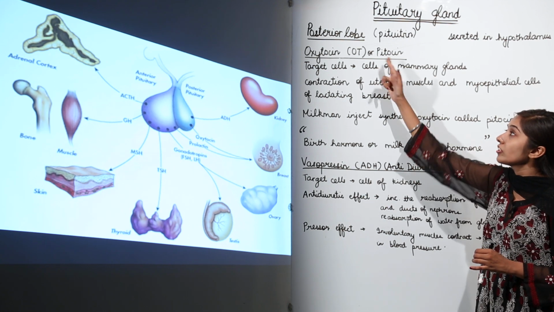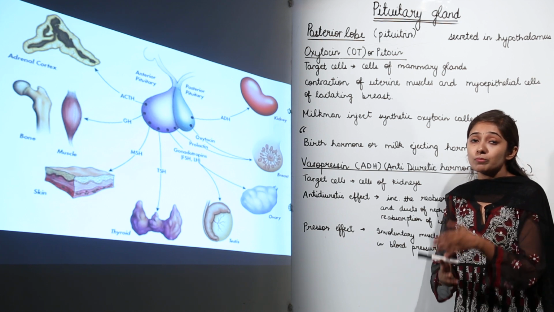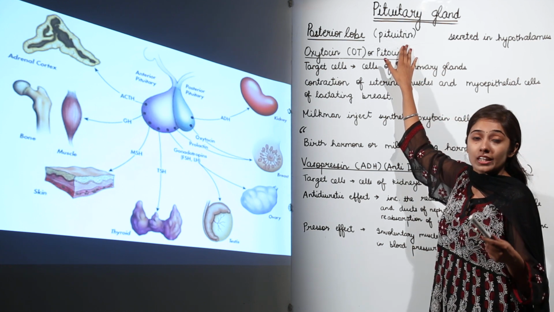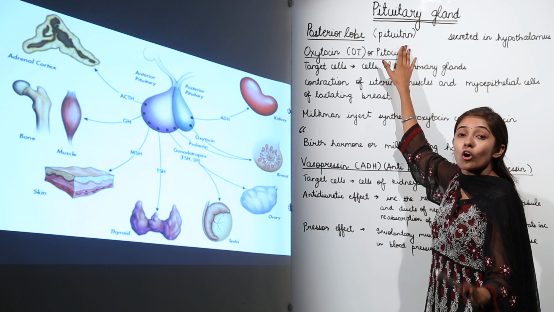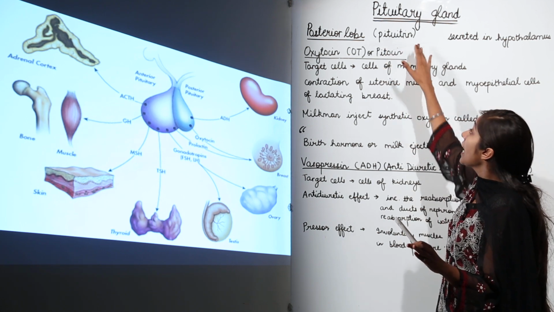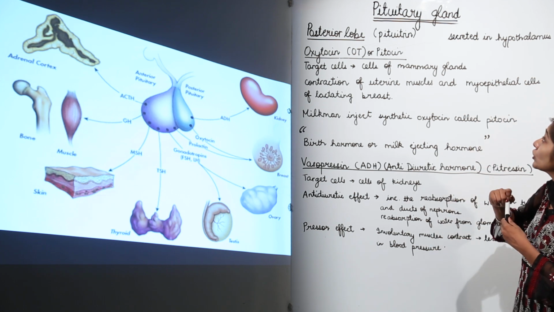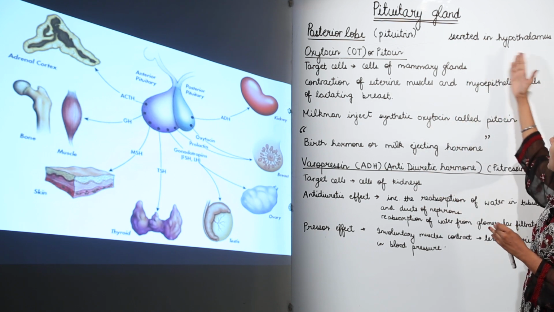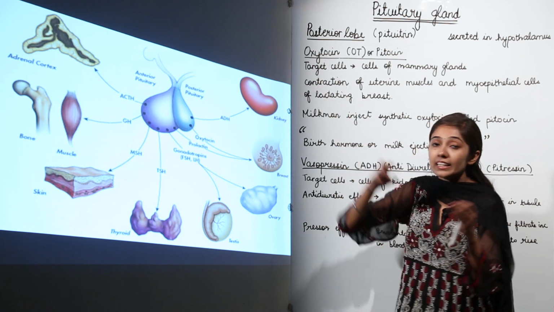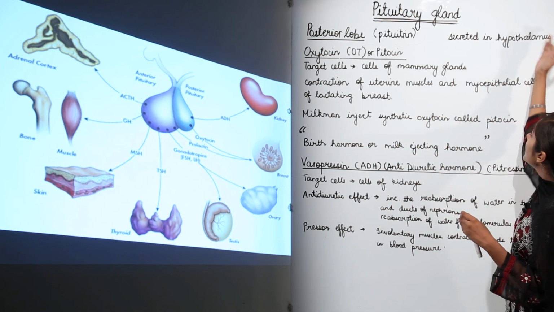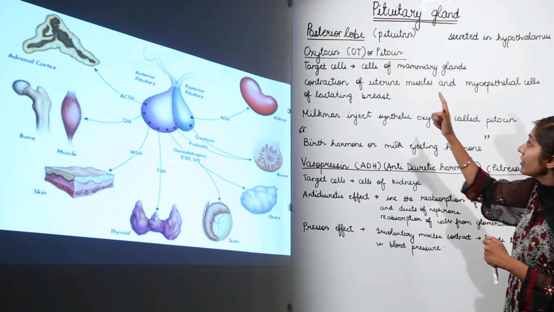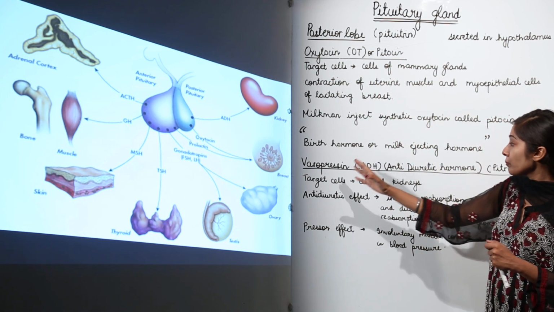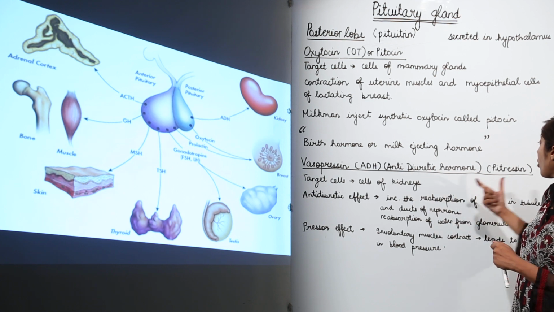So these two hormones are the hormones of the posterior lobe, and the secretion from the posterior lobe is also known as what? It is known as pituitrin. The secretion from the posterior lobe of the pituitary gland is known as pituitrin. And remember one very important point, that the secretion of the posterior lobe is not secreted in the bloodstream directly, it is secreted in the hypothalamus. So we have two hormones that we have discussed under the posterior lobe, that is oxytocin or pitocin, and vasopressin or ADH, that is antidiuretic hormone or pitressin.